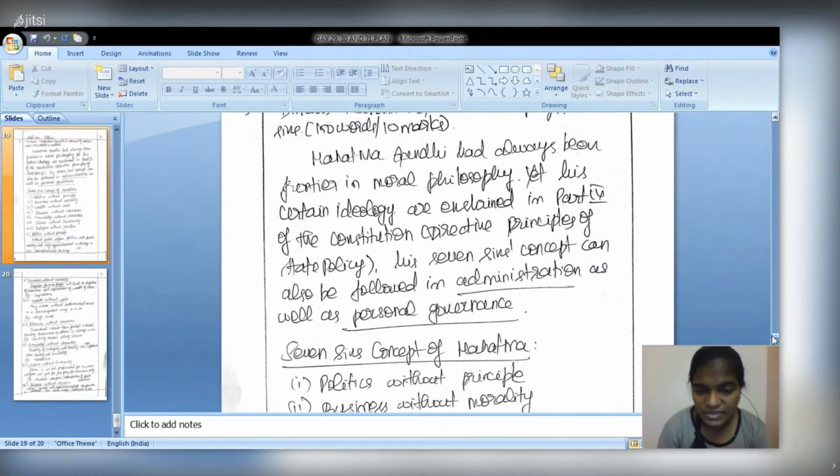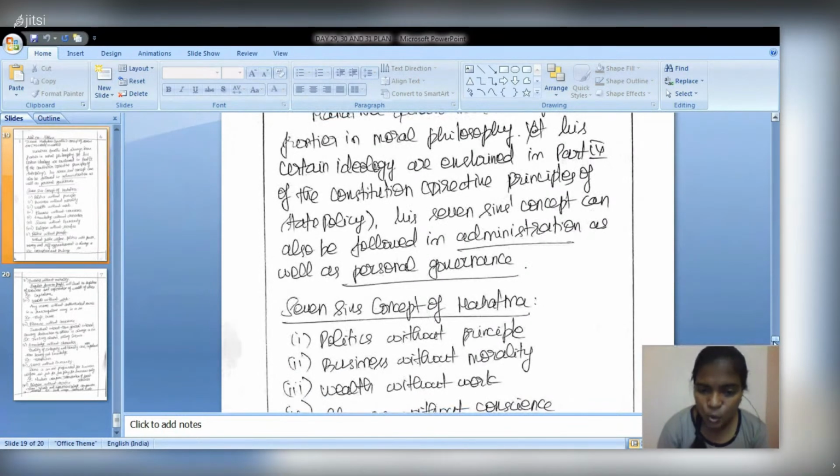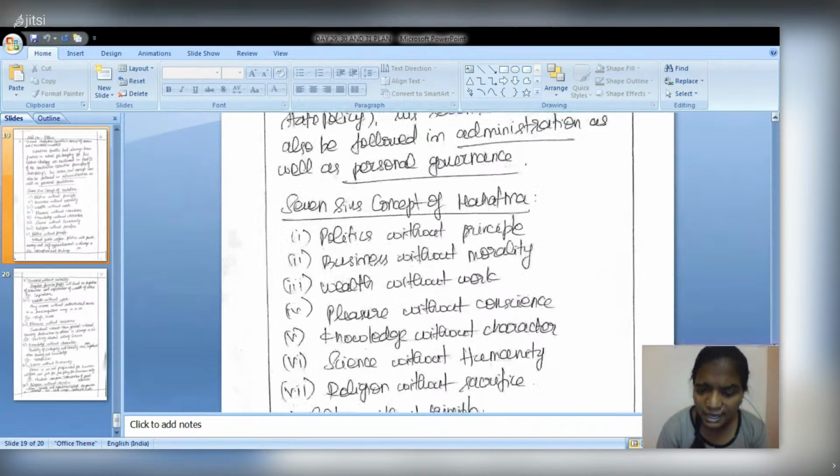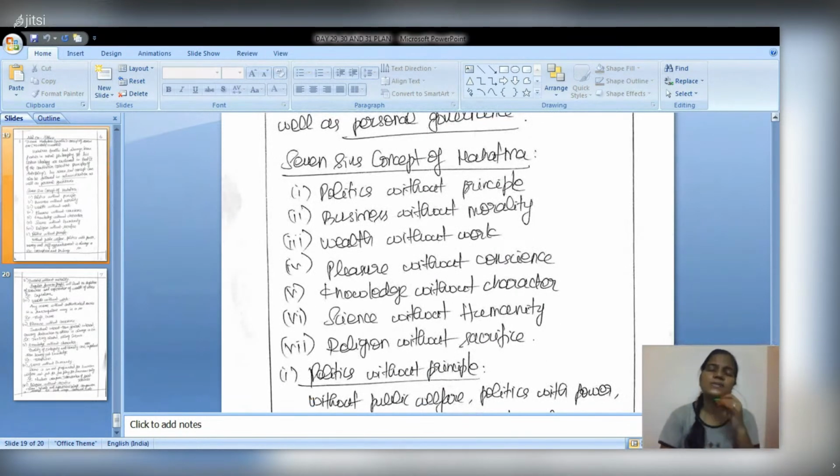His seven sins concept is: politics without principle, business without morality, wealth without work, pleasure without conscience, knowledge without character, science without humanity, and at last, religion without sacrifice. These are the seven sins put forward by Mahatma Gandhiji. This is a 2-page question, so each and every heading should be explained briefly with an example.